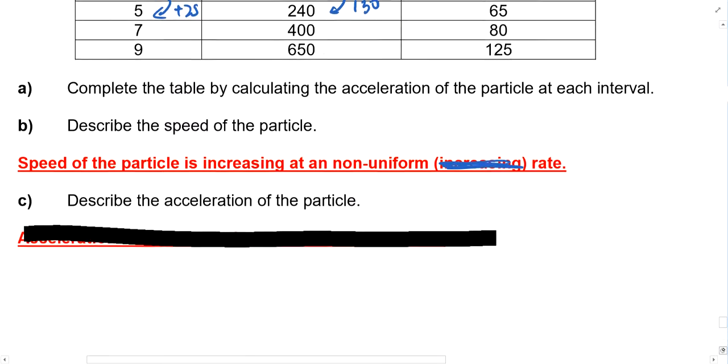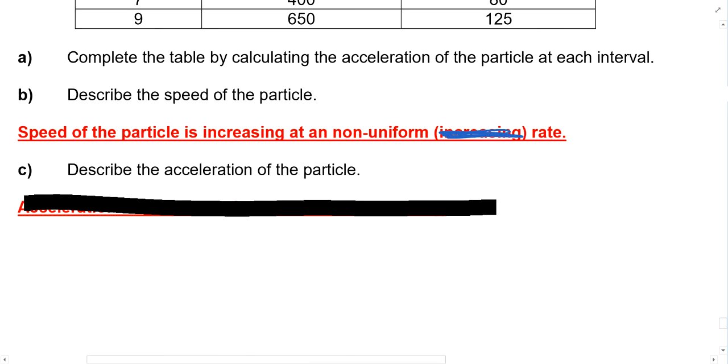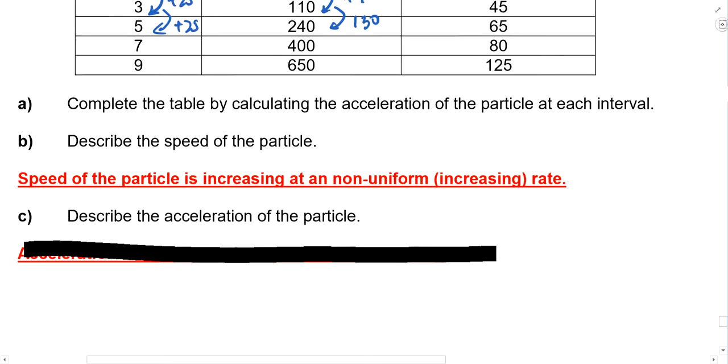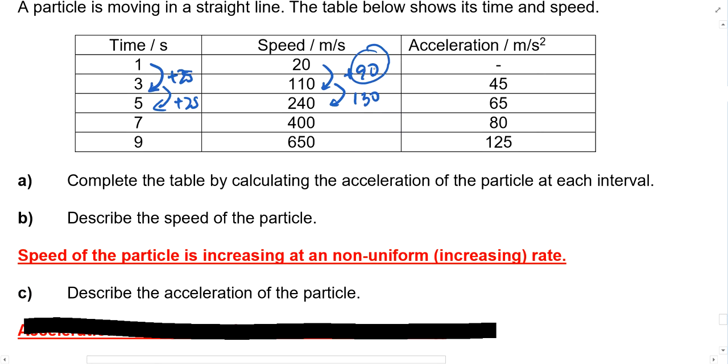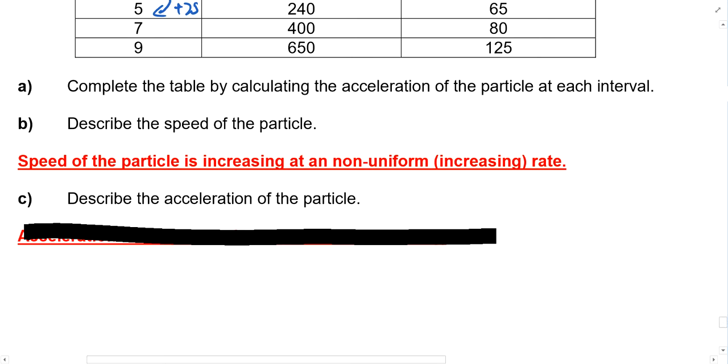Otherwise, I will remove this. I'll show you. Do you see what's inside this bracket, before I removed it? The word is increasing. Why is it increasing? You see, here 90, then after that, increase by 130, increase by 160, then increase by, oh, then there isn't 150 anymore. Okay, it's okay. We don't need to write this. This is good enough. Non-uniform is good enough.